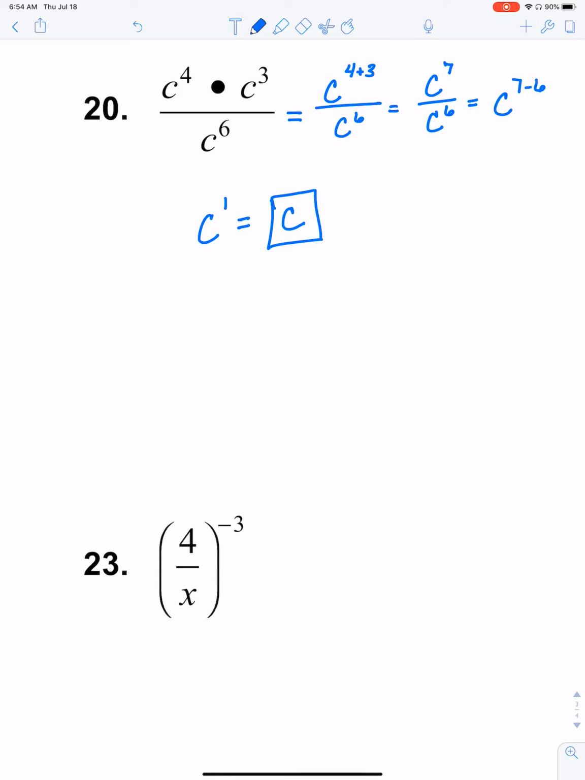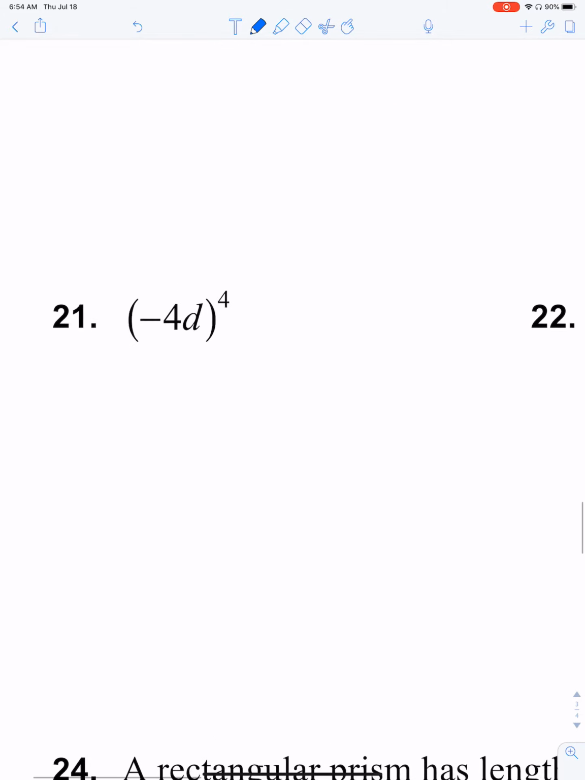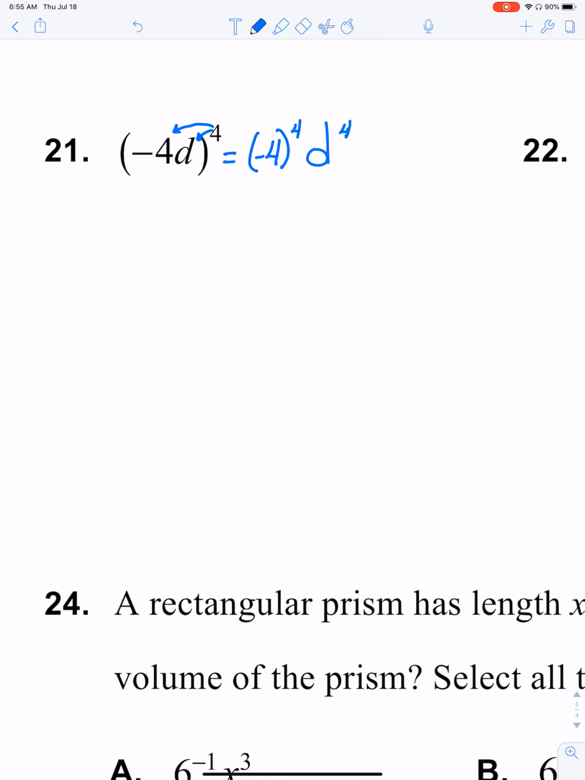Okay? Again, take it step by step, okay? 21. Okay, we're going to distribute that fourth power to the negative 4 into d. So we end up with negative 4 to the fourth power times d to the fourth power. Negative 4 to the fourth power is 256. D to the fourth power is just going to stay d to the fourth power, and that's our final expression.